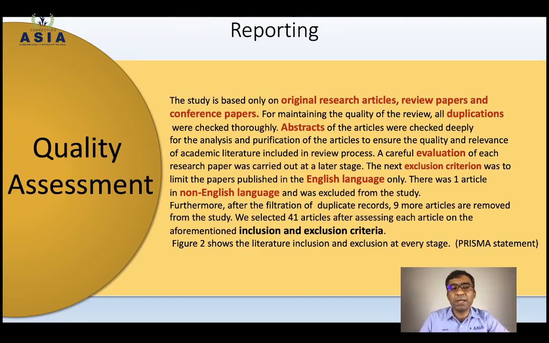Similarly, for quality assessment, we have already included in our discussion that we are going to use only English. Duplicate results we removed. We also removed non-English, and we also removed others which are not in the scope of this research. So this is how you need to explain and report the quality assessment in your research article. The third section of methodology is quality assessment. I think it is very clear according to the PRISMA statement. That framework you need to follow, and then you need to report these 4 sections.